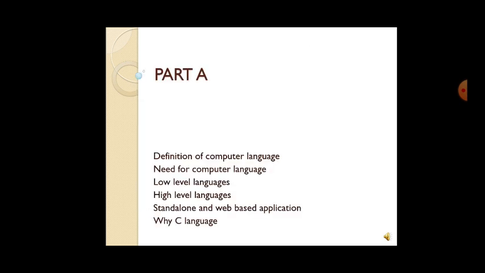Last video I sent you part A, that is the definition of computer language. So what is a computer language? Why do we need a computer language? It is a way for the user to communicate, to talk with the computer. Then what are low level languages and high level languages, what are standalone and web based applications, and why C language, why you are going to learn C language. I have briefed you about all these.